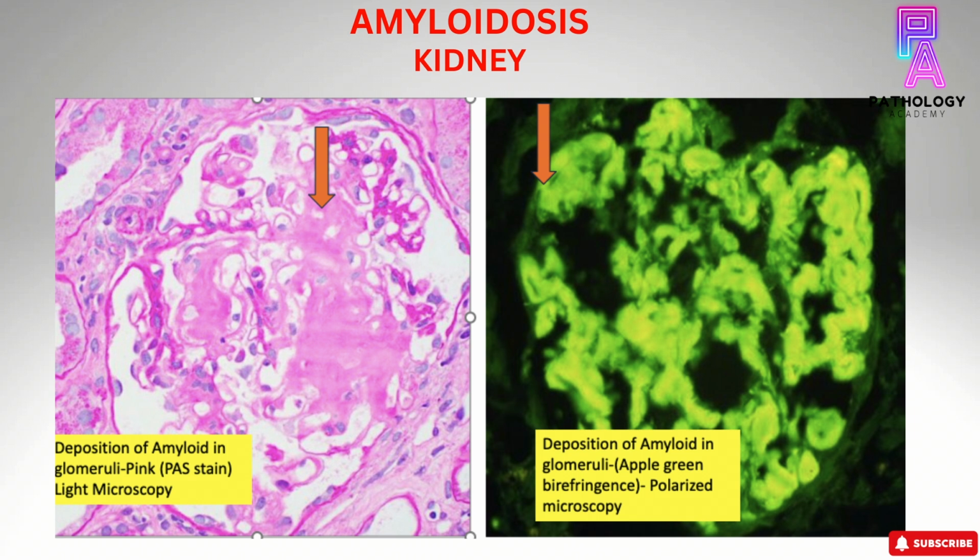And after that, there is deposition of acellular eosinophilic material within the glomeruli, tubulointerstitium, and vessel walls, as seen in this image, where you can see the deposition of amyloid in the glomeruli, which is stained by the PAS stain as pink. Here in the image, I have described how it looks. Next to it, I have shown under polarized microscopy the apple green birefringence of the amyloid deposits.